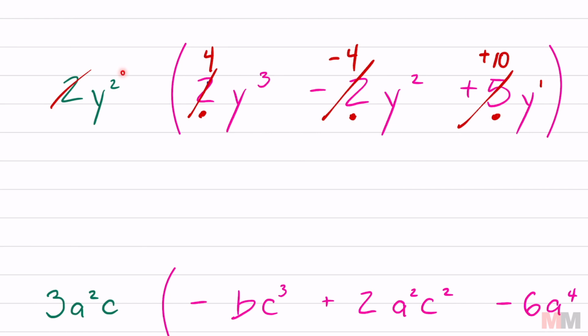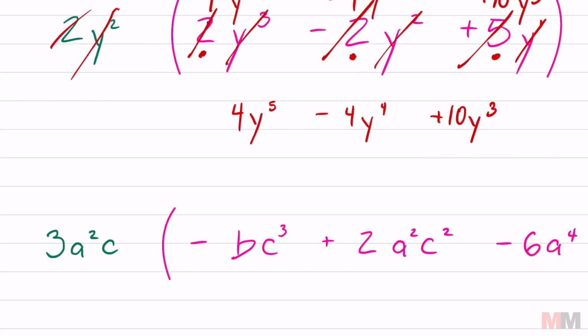This y squared, anything that has a y in the inside, the exponent is going to increase by 2 this time because it says squared. All those exponents are just going to increase by this number right here, by 2. So y3 is going to turn into y to the 5th power. Y squared is y to the 4th. And y1 is going to turn into y3. And that is it. You're done. Easy, easy.